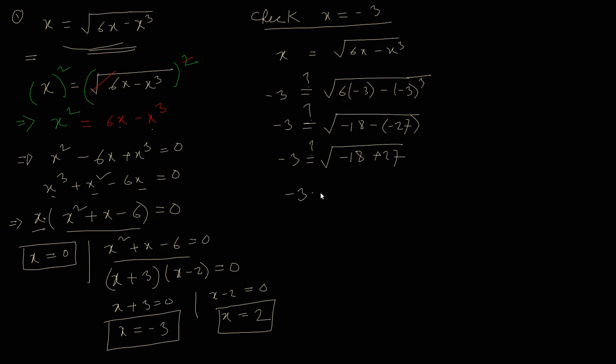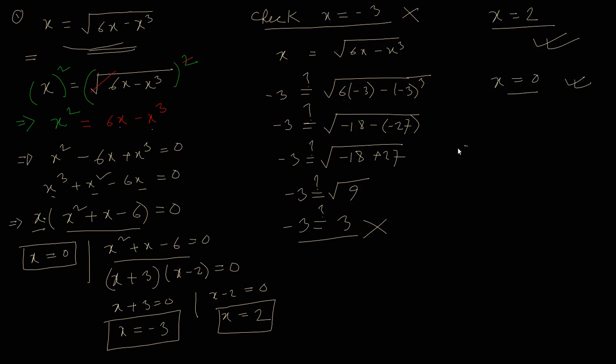So it is the square root of 9, so 3, and the left side is negative 3. So this is never true. That means x equal to negative 3 is not a solution. If you check x equal to 2, you are going to find that it works. Also, if you check x equal to 0, you are going to find that it works. So finally, what are my solutions? The solutions are x equal to 0 and x equal to 2. So this is the solution for this particular problem involving radicals.